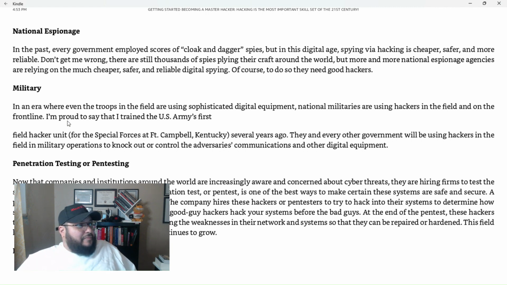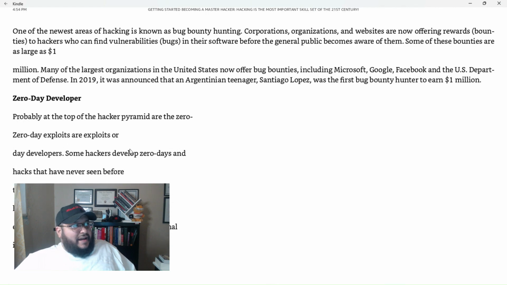Now, this book primarily focuses on the hacking side, hence the name of the book. But it's telling you, you've got the military sector that does it, and it gives you an example of when it was started. Penetration testing, or a pen tester, tells you what they do. Bug bounty hunting is when you get paid by companies to hack their stuff. I plan on doing that soon. So I have a bug bounty book that I'm going to go through on my own.